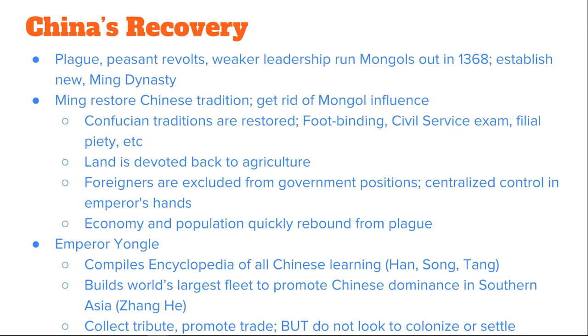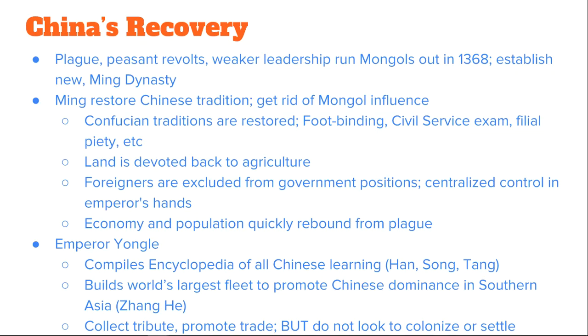This brings together all of the collected learning of what's seen as the traditional Chinese dynasties, mainly the Han, the Sung, and the Tang. Also, in order to get back to promoting China's greatness and their superiority, Yongle puts together the largest fleet that is ever seen in human history up until about the 19th century. And they sail this fleet into southern Asia and the Indian Ocean to promote their dominance.